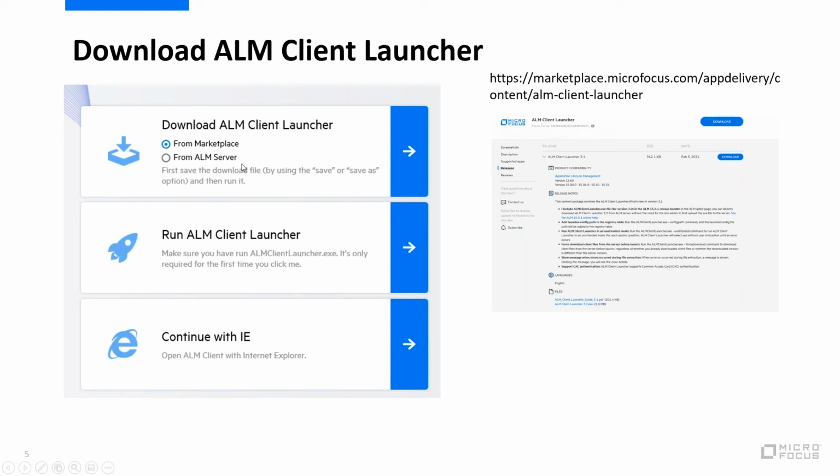If you choose the second option, it will allow you to download the file from the ALM server. Please note that the files on the ALM server may be older than what's in the marketplace. So we usually recommend going to the marketplace and downloading the latest version, which is 3.1.